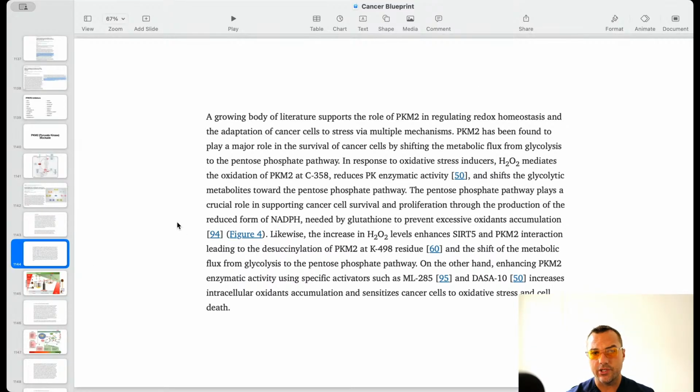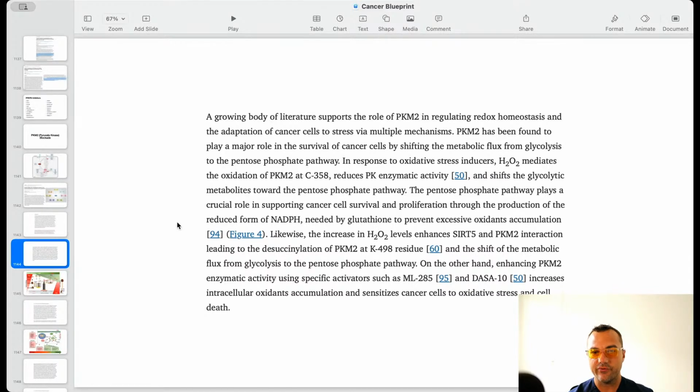A growing body of literature supports the role of PKM2 in regulating redox homeostasis, the adaptation of cancer cells to stress through multiple mechanisms. PKM2 has been found to play a major role in the survival of cancer by shifting the metabolic flux from glycolysis to the pentose phosphate pathway. In response to oxidative stress inducers, hydrogen peroxide mediates the oxidation of PKM2 at C358, reduces PK activity, and shifts the glycolytic metabolites towards the pentose phosphate pathway.